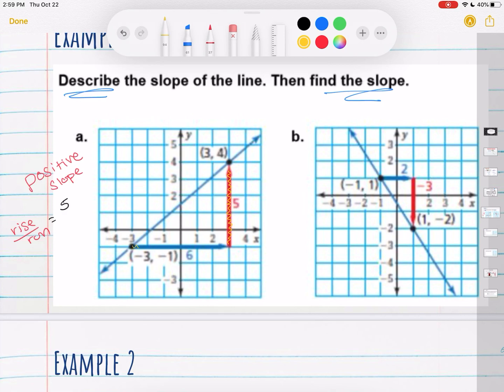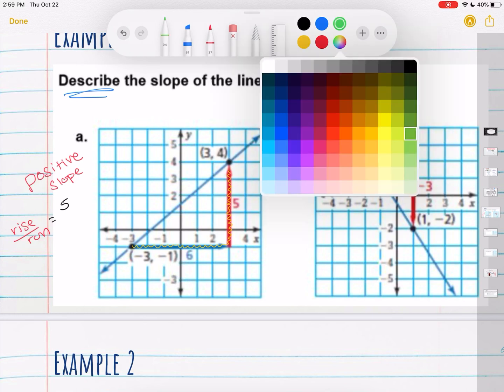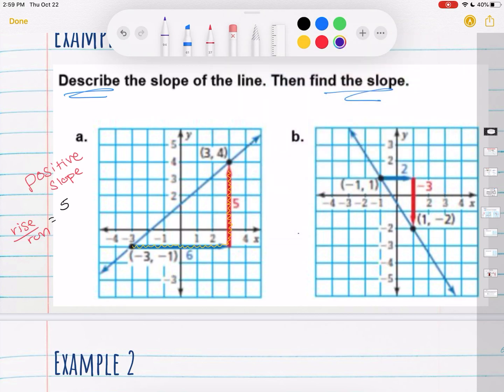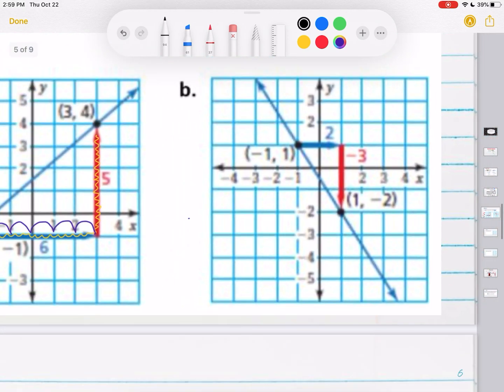And let's see, my run is 6. And again, if they didn't label the rise and run, like in this case where they actually did, you could just count like this. 1, 2, 3, 4, 5, 6. So my slope is 5 over 6, or 5/6. And again, in this case, 5/6 is in simplest form, so we don't need to simplify it. In other cases, we might. Let's check out this example.